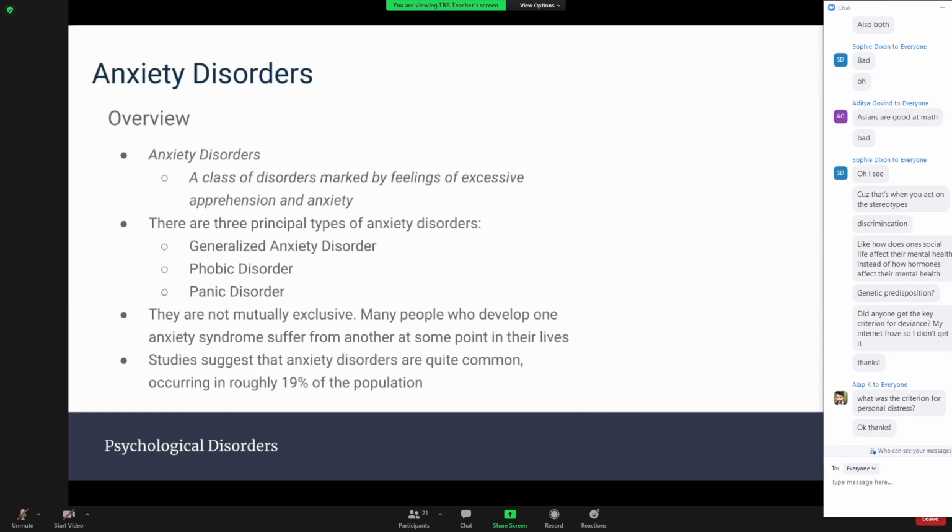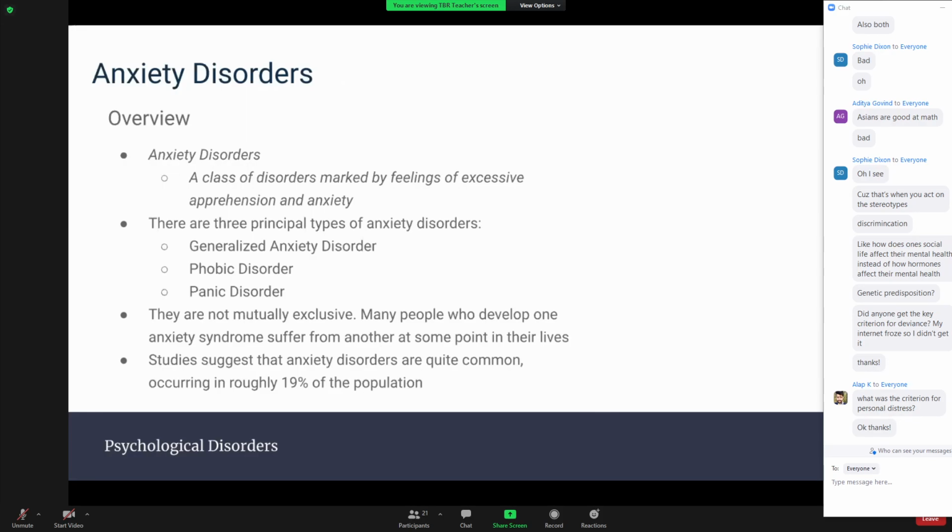Straightforward, right? We're going to talk about three of them. We're going to talk about GAD, which is generalized anxiety disorder. We're going to talk about phobic disorders and panic disorders. Anxiety disorders are difficult to really get down to the essential diagnosis because sometimes people have multiple subtypes of them. So it's very likely that a person experiencing a type of anxiety disorder has another one also compounded to it.